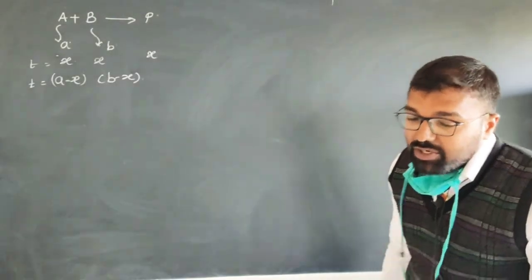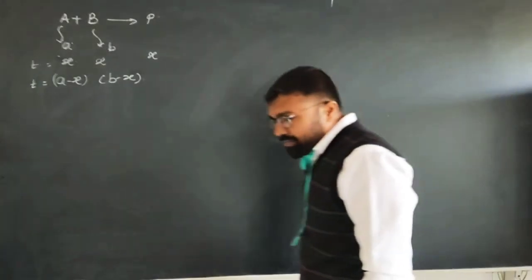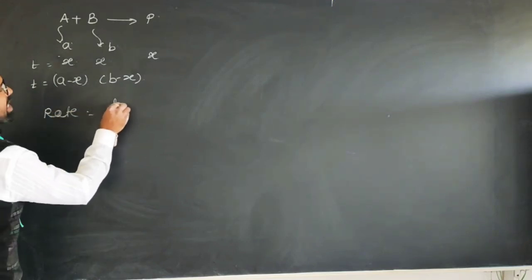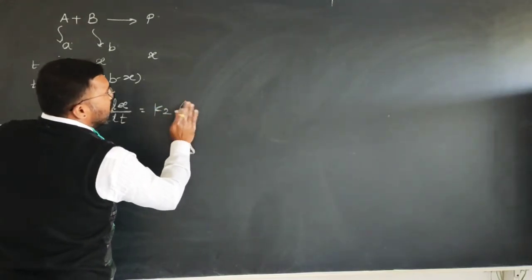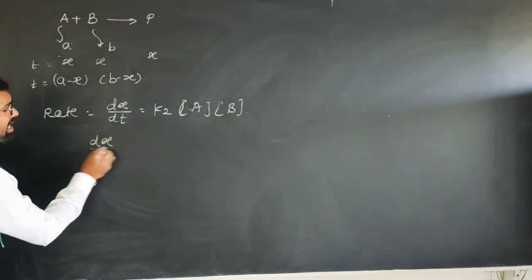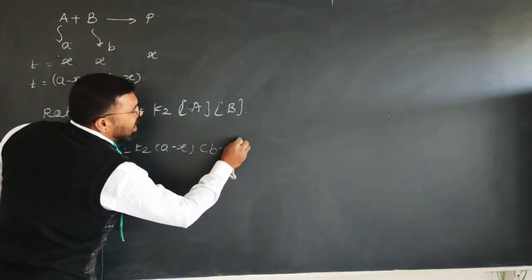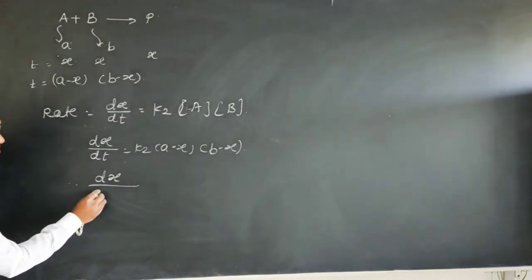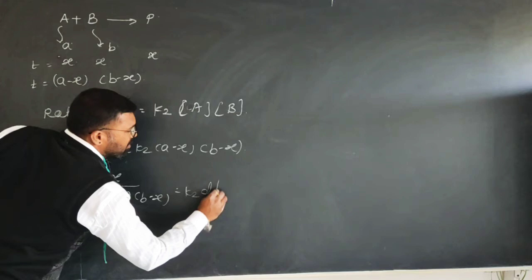Now we have two different concentrations for reactant A and reactant B. If you think about the rate law for this reaction, then rate is equal to dx upon dt, which is equal to K2 into the concentrations of A and B. This can also be written as dx upon dt is equal to K2 into (a minus x) and (b minus x). Rearranging this equation into a convenient format, dx upon (a minus x) into (b minus x) is equal to K2 into dt.